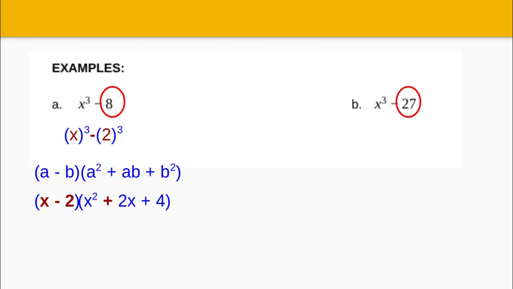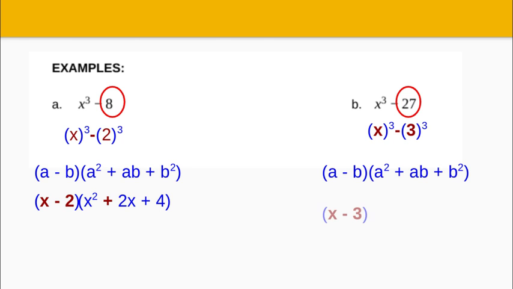This one is something cubed. So you want what times what gives you 27. 3 cubed is 27. Again, follow the same pattern. Write it out if you need to. And the first parenthesis matches. So x minus 3 is the match.